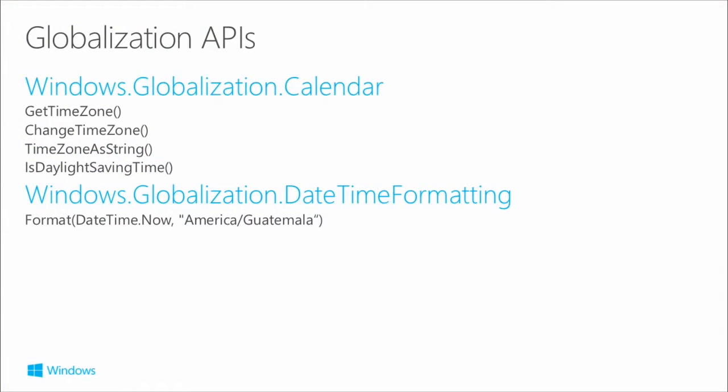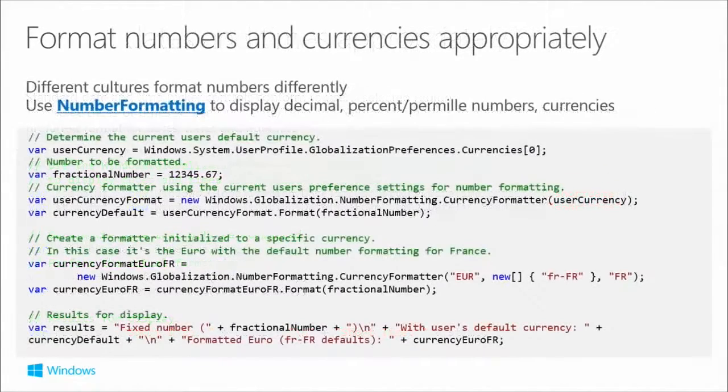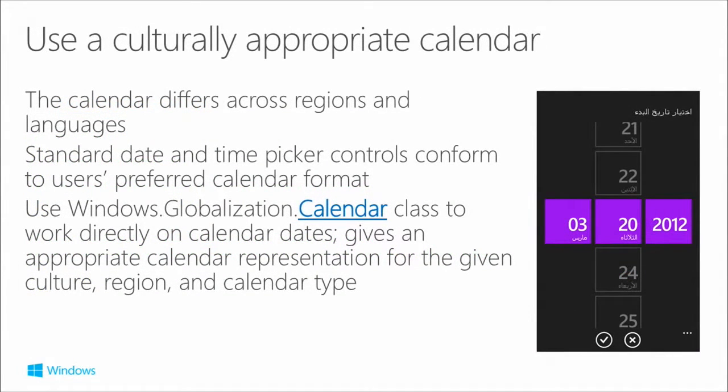Now, finally, on globalization, there's a whole bunch of APIs that can help you with other stuff as well, like globalization.calendar to get time zones and work with time zones, and date time formatting. It's really important to think about these things as well, formatting dates and times appropriately. Formatting numbers and currencies. There's the number formatting class as well for doing good, appropriate local, regional formatting for numbers and currencies. All these little things add up to making a truly world-ready app.